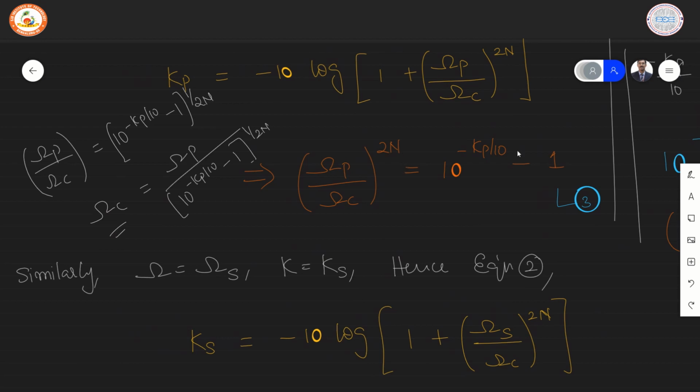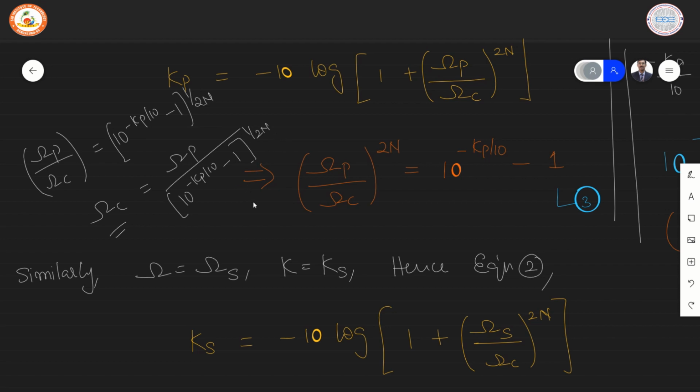So to get the value of omega c here, number 1, we have to eliminate the power which is 2n, which is possible by taking the power 1 by 2n on both sides of this equation. So doing that will result in omega p by omega c equals the quantity 10 to the power of minus kp by 10 minus 1, whole raised to 1 by 2n. Then taking omega c to the other side, the quantity on the right will become the denominator for omega p, and you get the result as omega p divided by 10 to the power of minus kp by 10 minus 1, whole to the power of 1 by 2n.